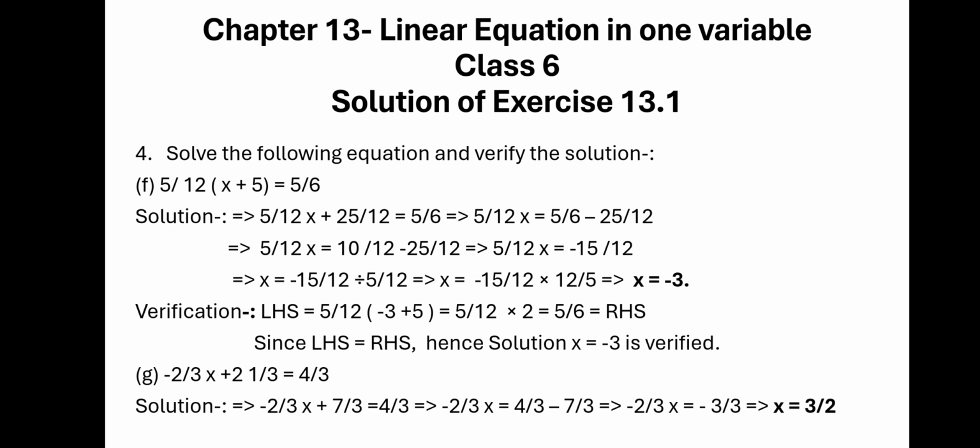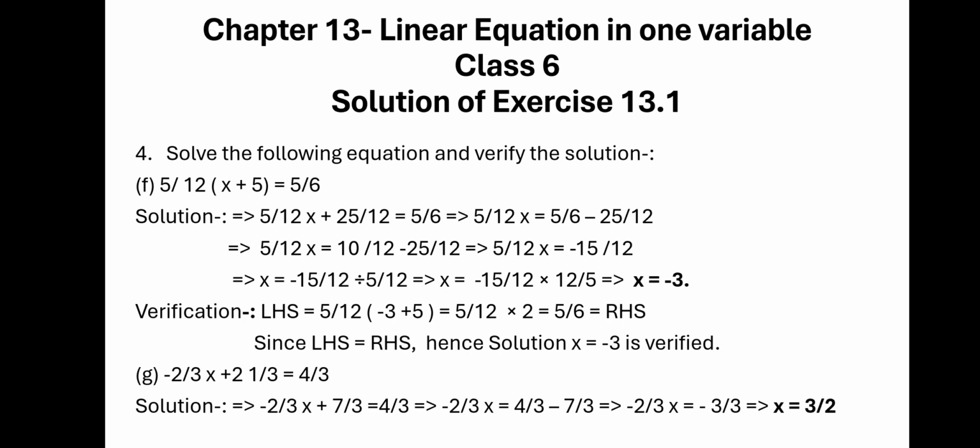G question. Negative 2 upon 3x plus 2 1 upon 3 is equal to 4 upon 3. So solution is negative 2 upon 3x is equal to, now 7 upon 3 I have written, that is an improper fraction, and when you take it on the other side it will become negative 7 upon 3, and therefore negative 2 upon 3x equal to 4 upon 3 minus 7 upon 3, that is nothing but negative 3 upon 3, because negative 7 plus 4 is negative 3.